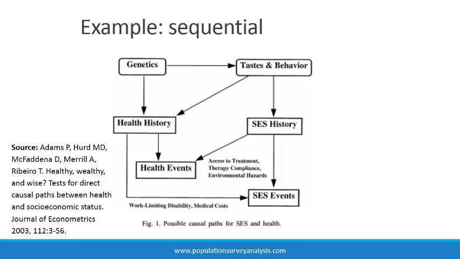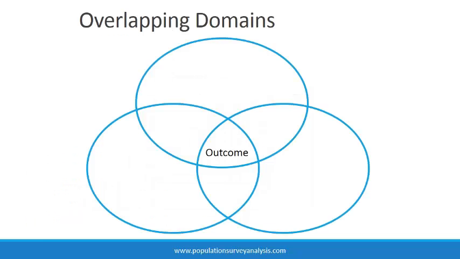Here is a sequential framework summarizing hypothesized causal pathways between health status and socioeconomic status by way of access to treatment, therapy compliance, and environmental hazards. The authors showed 2 main pathways that shape health history and socioeconomic history, which they show as leading to current socioeconomic events. An overlapping domains framework shows how multiple factors must occur simultaneously for an outcome to occur.